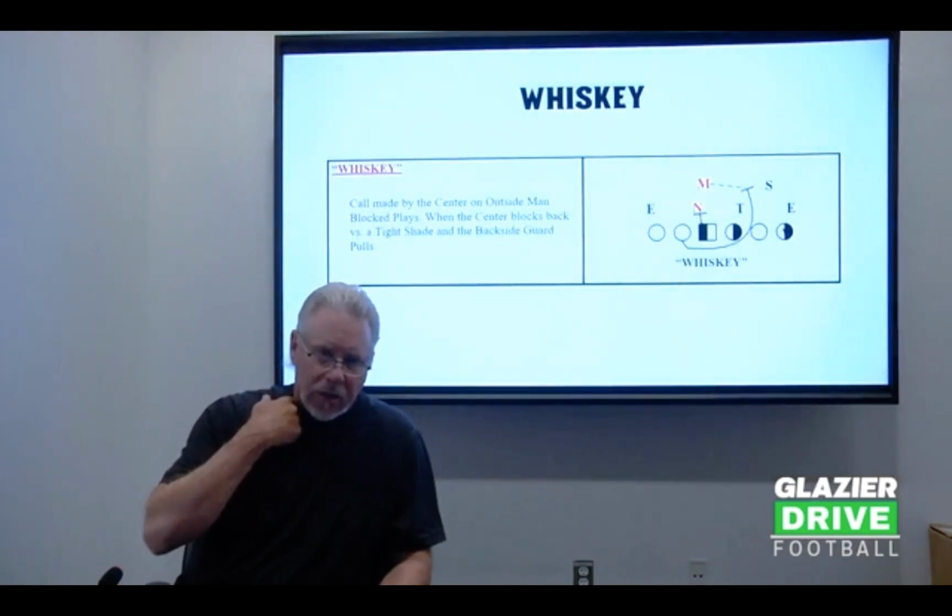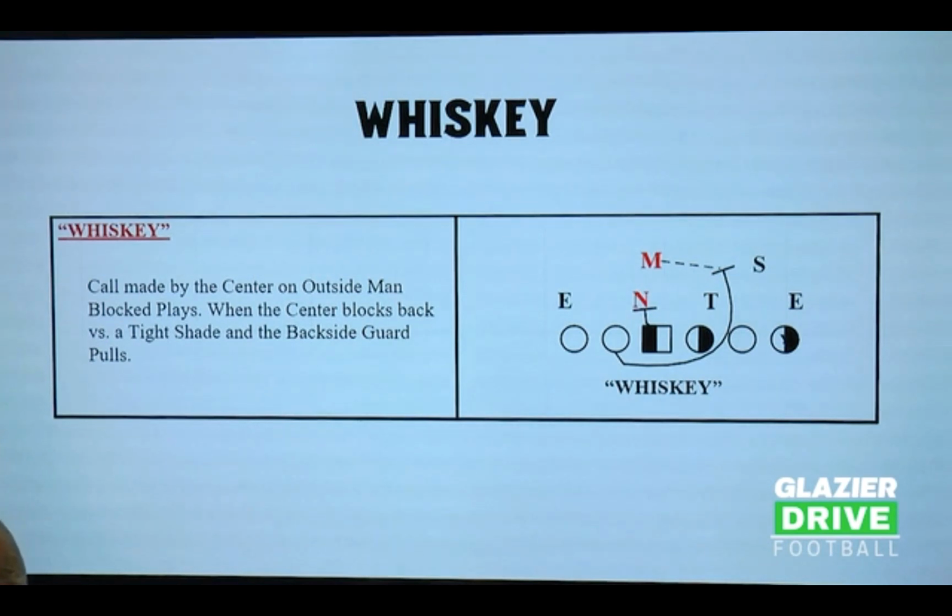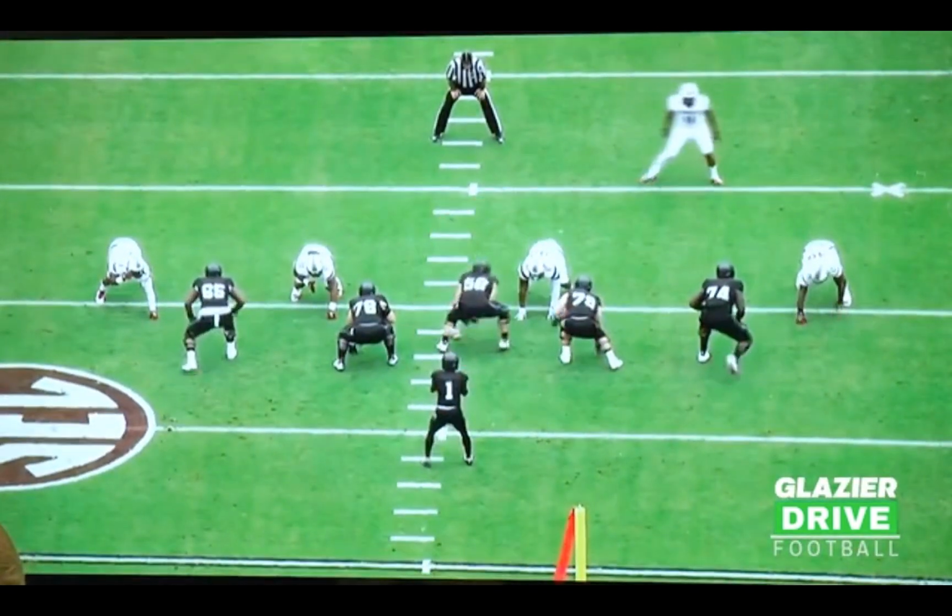Okay, the next full block we're going to talk about is what we call our whiskey block. And for us, the whiskey block is the center is now the back block, and the backside guard is now the puller. And 99% of the time on this, when we pull the backside guard, we're going to use a skip pull. Unless it's a pull to kick out, we would use an open pull on a counter. But on whiskey, what we're doing is we're exchanging who we're blocking. So instead of zone blocking here for these two, we're going to back block and pull for that guy. And so when we make a whiskey call, we're going to get a back block and a skip pull by the guard. Let's take a look here at a couple of these.